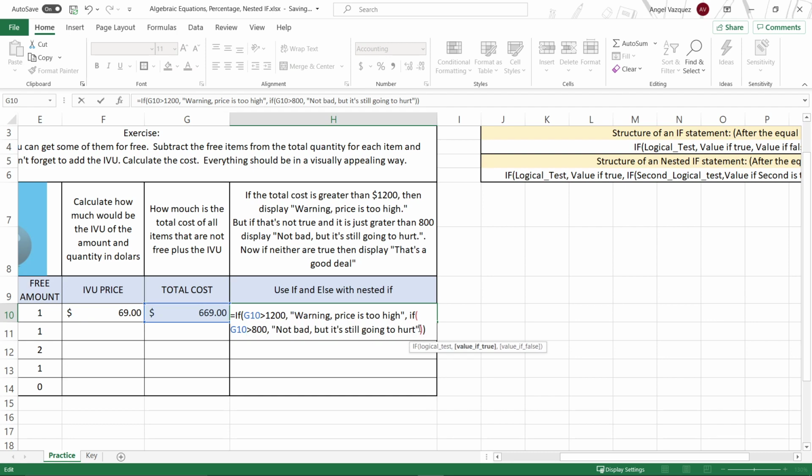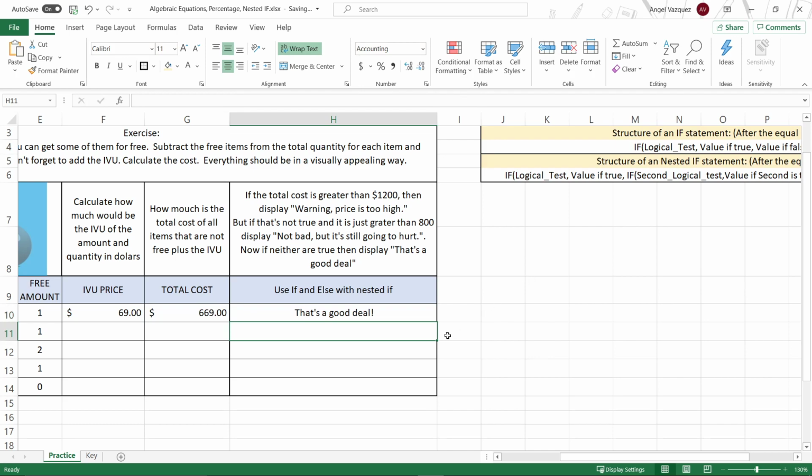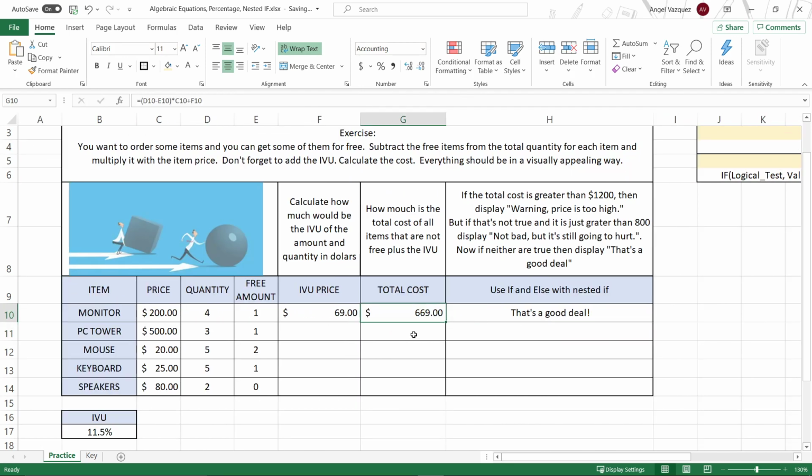Now, if neither of the previous ones are true, then we put that's a good deal, because the only option left, if we don't specify anything else, is lesser than 800. So let's put right here, comma, and then if both of the previous ones are false, we're gonna put that's a good deal, and we are good. And then we press enter. So you see, now because this is less than 800, it says that's a good deal.